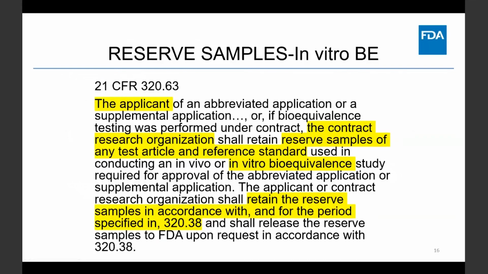So looking at 21 CFR 320.63, which is specific for in vitro bioequivalence study requirements, it states that the testing site, whether it's the applicant or the CRO, contract research organization, is responsible for retaining reserve samples of the test product as well as the reference. Reserve samples should be retained for a period of 5 years following the approval of the application. And if the application is not approved, then for 5 years after the end of the study. These are explained further in 320.38.